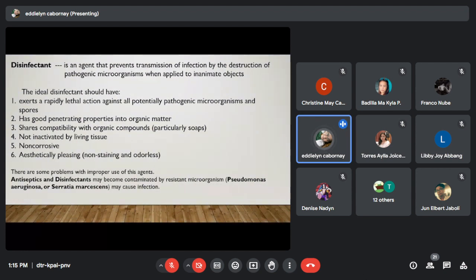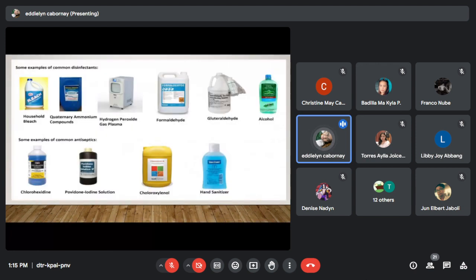So most topical antiseptics interfere with wound healing to some degree, so they should be used according to the proper directions and for a limited length of time. So here are examples of products that are used for disinfectants and antiseptics. There are also products that can be used as both antiseptics and disinfectants.